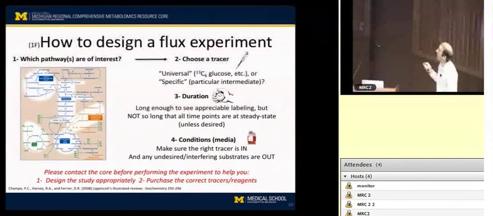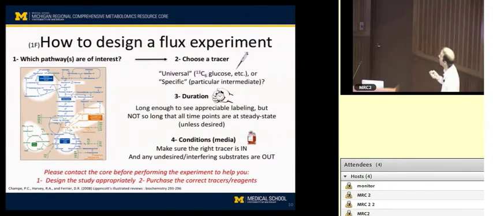And so that will inform your choice of tracer, and I'll talk a little bit more about that in a few minutes. You can choose a tracer that's very universal, that's a common fuel substrate for a variety of cells, and can go eventually almost everywhere in metabolic pathways. Something like 13C6 glucose would be a good example. Or you could choose a specific tracer, something like a particular lipid that might get taken up by cells and metabolized and probe more directly your pathway of interest.